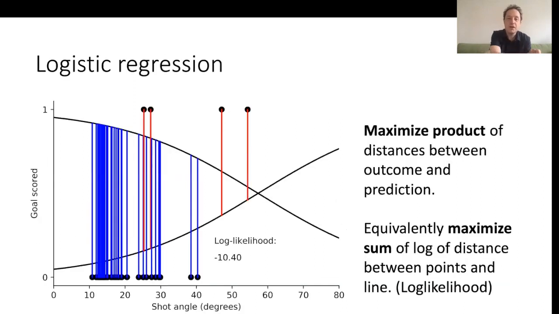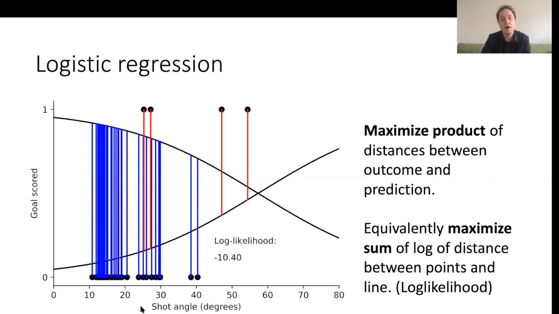And to do that, when we do logistic regression, we don't use the sum of squares, and there's various reasons we can't use it. But I'm not going to go into the statistical details of what we can't do. What I'm just going to tell you is what we actually do when we're fitting these curves. And what we do is we maximize the product of the distance between outcome and predicted.